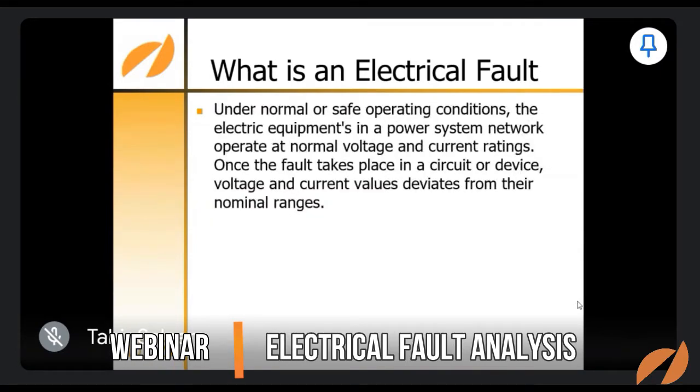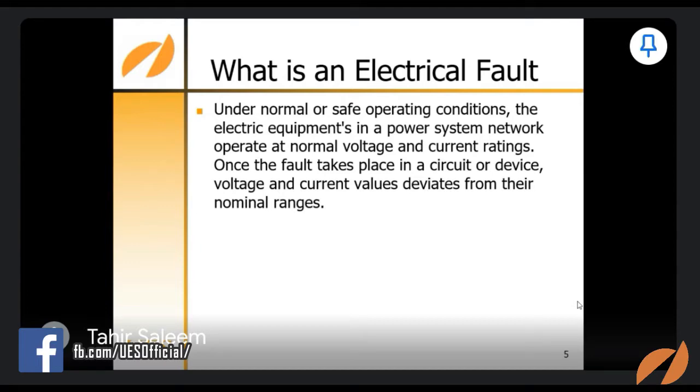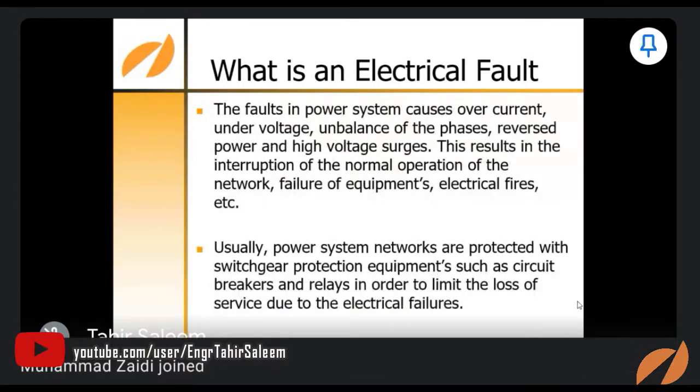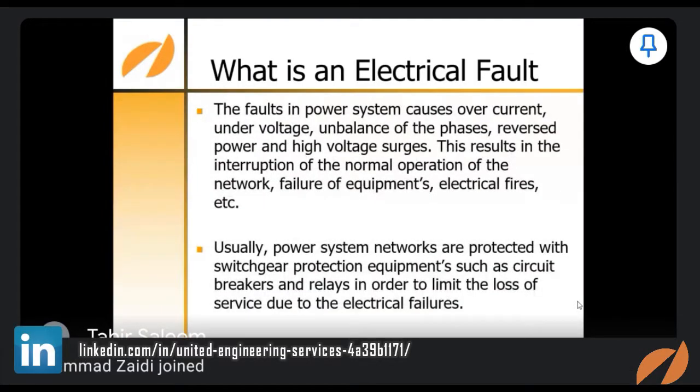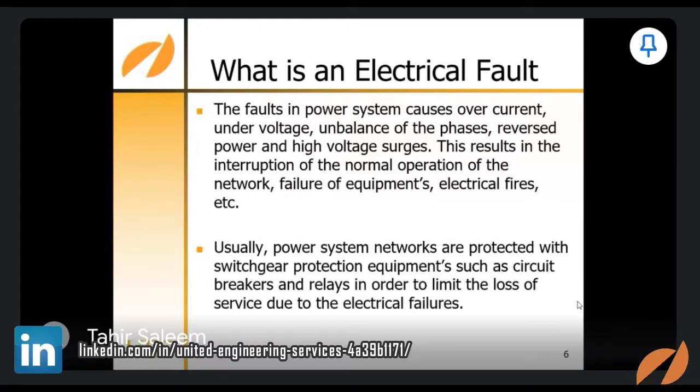Under normal or safe operating conditions, the electric equipment in a power system network operates at normal voltage and current ratings. So we are actually discussing the LT network, not the HT, because a lot of problems come in the LT networks. In Pakistan, we have a 415 volt three-phase voltage, and the electrical fault will be considered accordingly. Voltage and current values deviate from their normal range. The voltage will be zero if the fault occurs, and the current will tremendously increase. It will be 10 to 12 times.